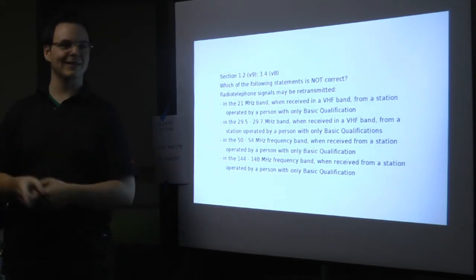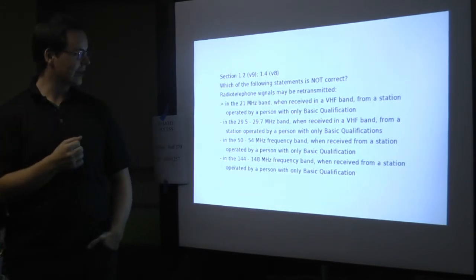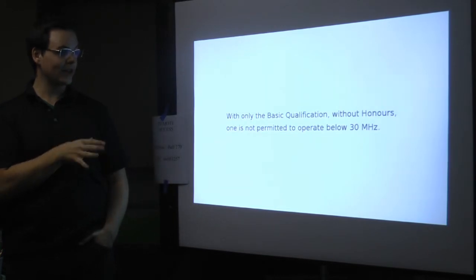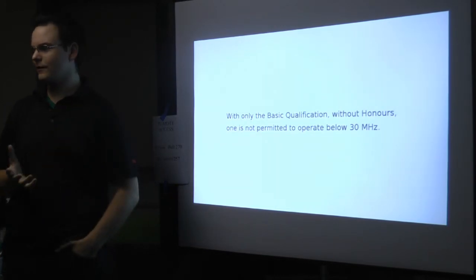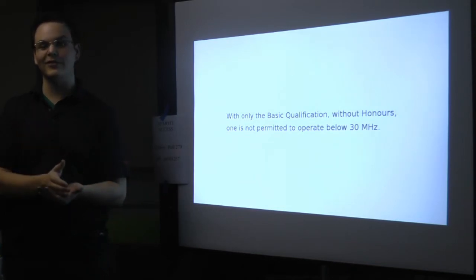Number 1? Okay, let's see what we got. Okay, why? The only basic qualification without honors, one is not permitted to operate below 50 megahertz. So 50 megahertz, for anybody who's wondering, that's considered HF, high frequency. You can't operate below that without your privileges as an honors. Honors, again, if you score 80% or higher. You have to score above 70, so we're all aiming for honors, obviously.